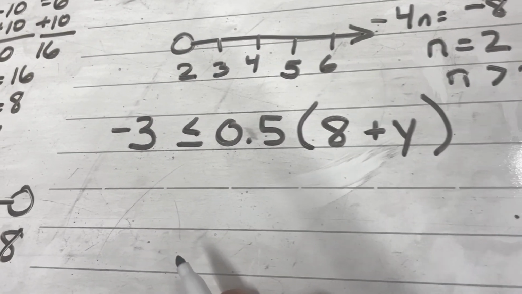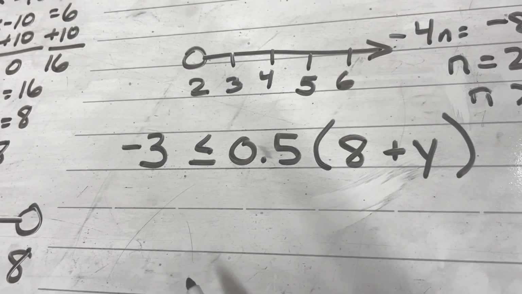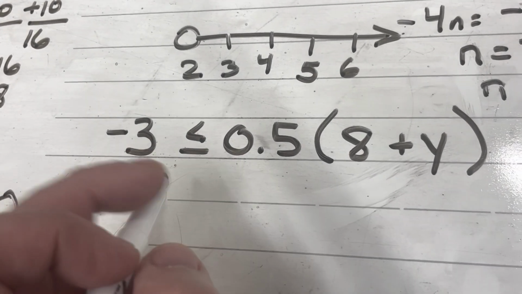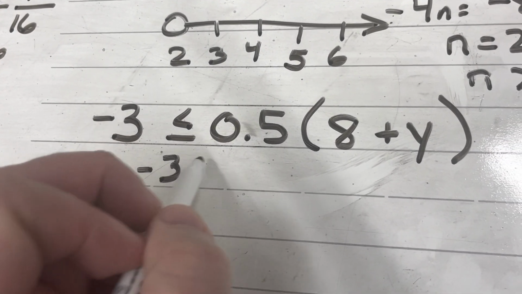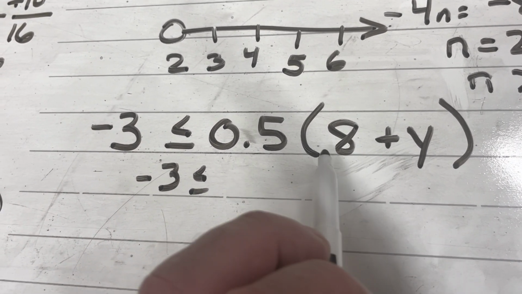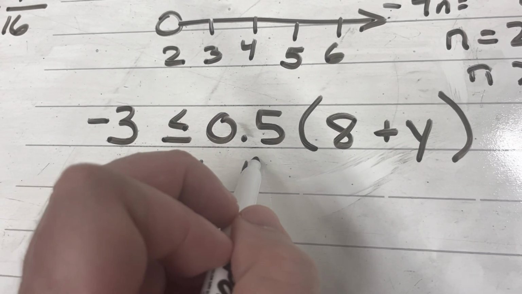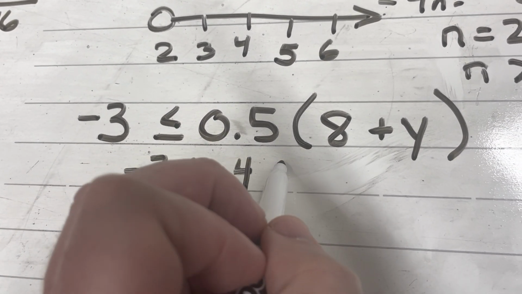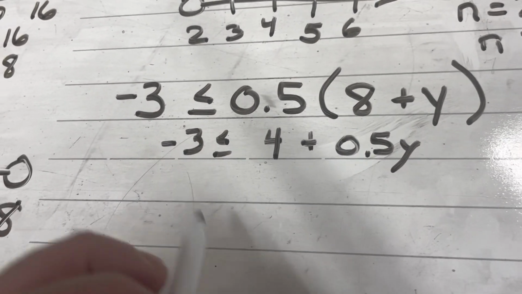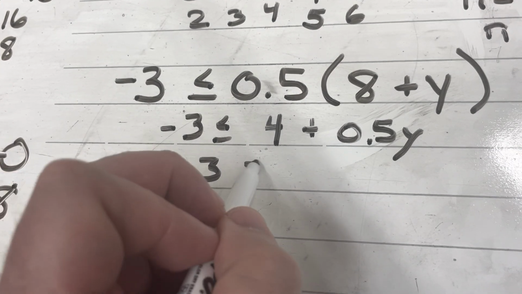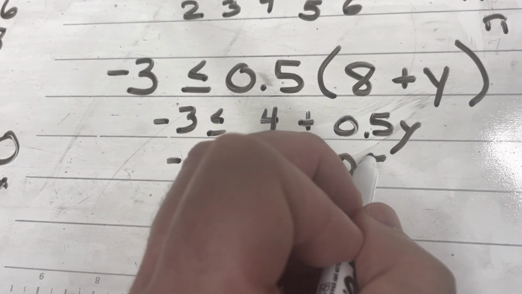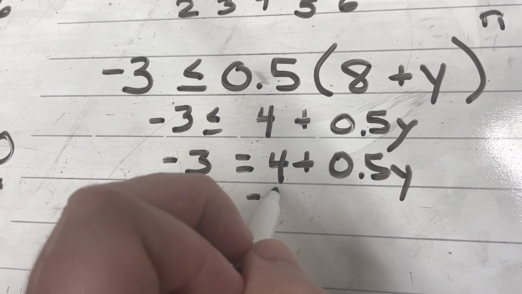All right, last one. Negative 3 is less than or equal to 0.5 multiplied by 8 plus y in parentheses. Well, so we're going to have negative 3 is less than or equal to, let's clear the parentheses, 0.5 times 8. If I entered that into my calculator, that would be 4. 0.5 times plus y would be plus 0.5y. Now I'm going to set up an equation. Negative 3 is equal to 4 plus 0.5y.